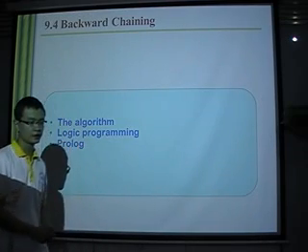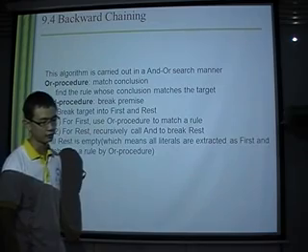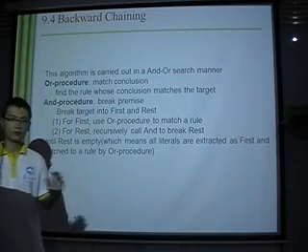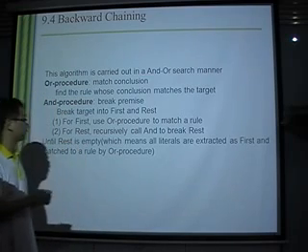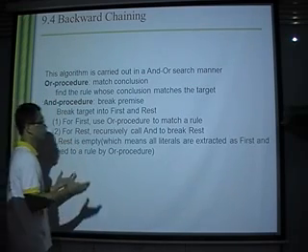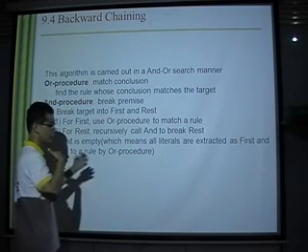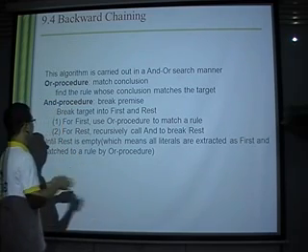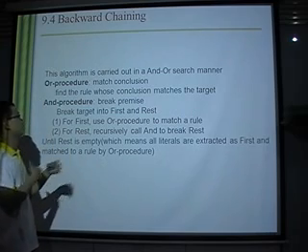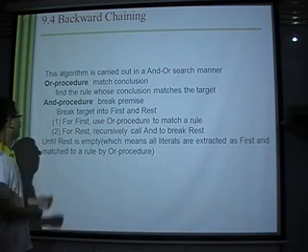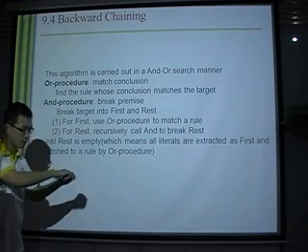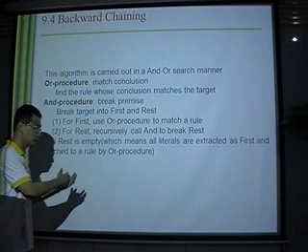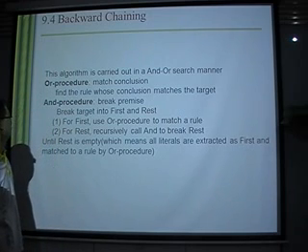For backward chaining, I'll talk about the idea of the algorithm. This algorithm is carried out in an AND/OR search manner. The OR procedure matches conclusions of the implications, which means it finds the rule whose conclusion matches the target, and the AND procedure breaks premises. It tries to separate the premises for the OR procedure to handle.